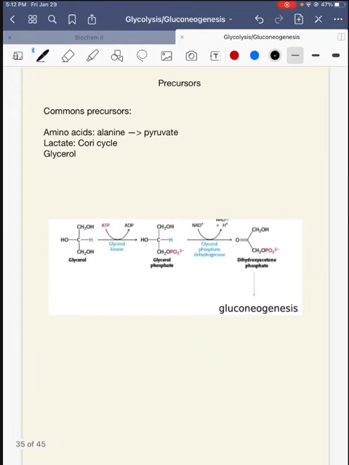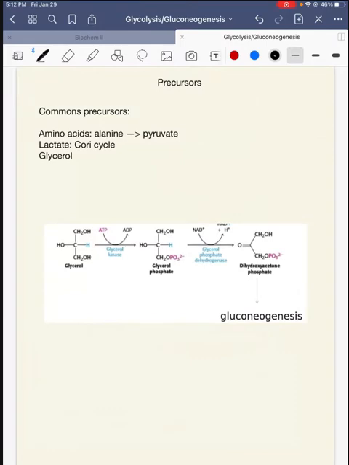Okay, so we can run gluconeogenesis via different things. The first thing we can do is convert alanine to pyruvate, and then pyruvate can go back to glucose. These are all precursors for gluconeogenesis. Another thing we can use is lactate. Lactate can be converted into pyruvate via lactate dehydrogenase, and that can be used for gluconeogenesis.